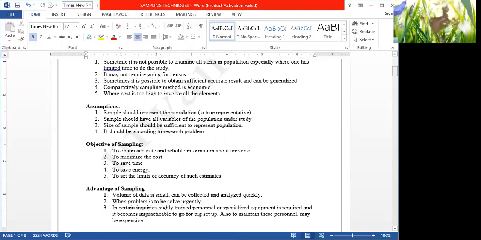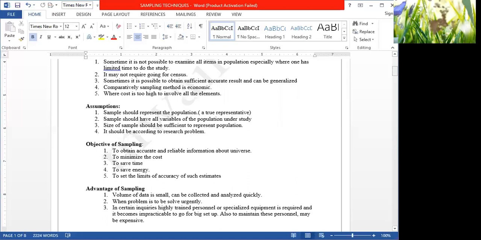Remember, you're doing sampling, a way of having a few elements drawn from the population to be useful in making your conclusion at the end of the day. Let that particular sample be a true representative.